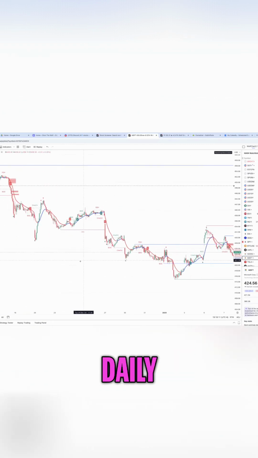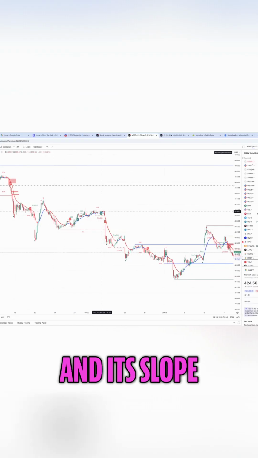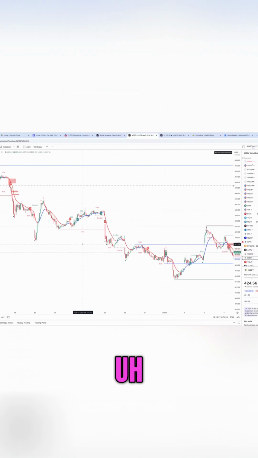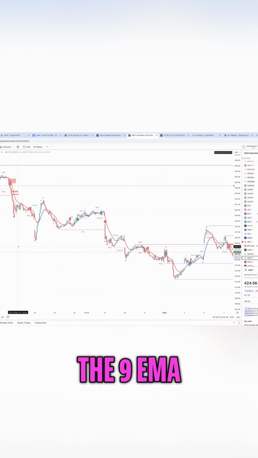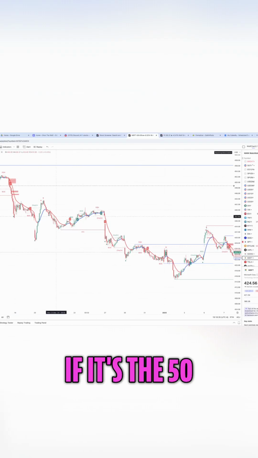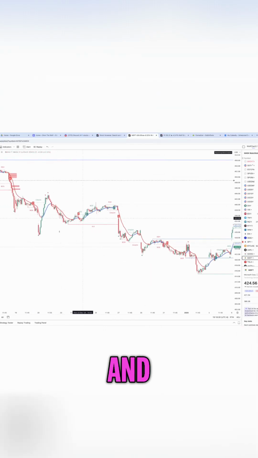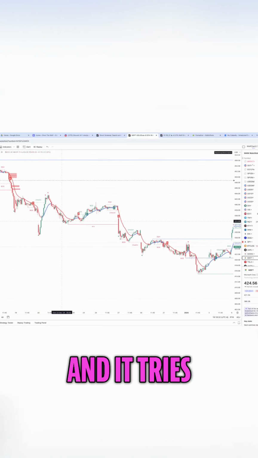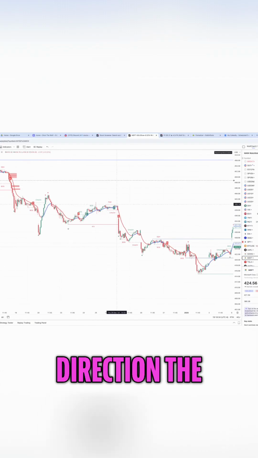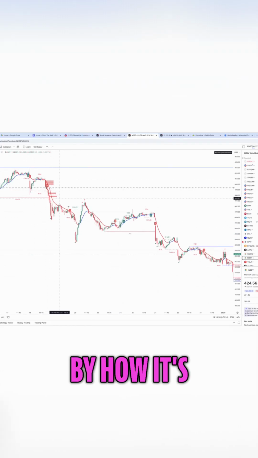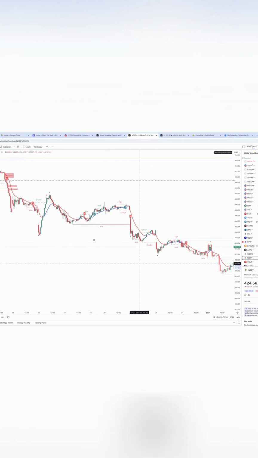So if you're on a daily time frame, it's basing the trend and its slope, how it moves and how it bends and turns, off of the past 9 candles if it's the 9 EMA, and the past 50 if it's the 50 EMA. It takes that calculation of price action and all these different things, and tries to determine which direction the trend is, and tries to signal it to you by how it's sloping and things like that.